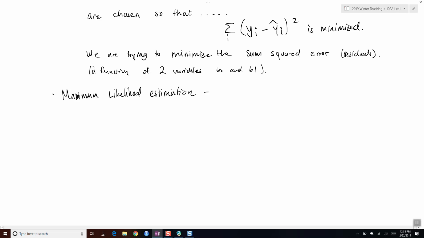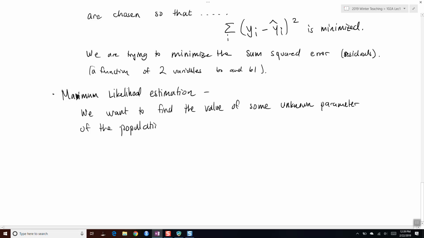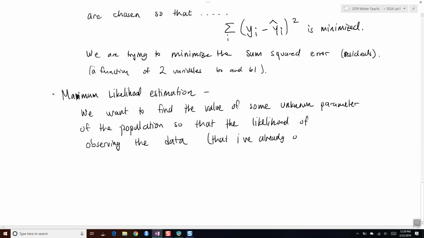Another optimization process. So here, maximum likelihood estimation is: we want to find the value of some unknown parameter of the population so that the likelihood of observing the data that I have right now, the data that I've already observed, is maximized.